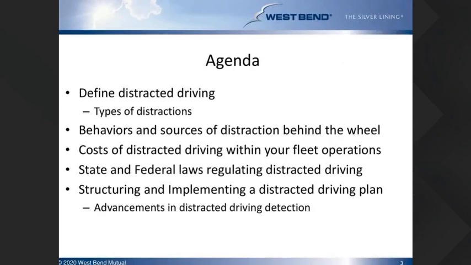So our agenda today, we're going to be looking at defining distracted driving and looking at the different types of distractions, as well as behaviors and sources of distraction that we see behind the wheel. We're going to look at the costs of distracted driving within your fleet operations and/or potential costs that we see with distracted driving. We're going to dive into state, federal laws, regulations, and recommendations related to distracted driving. And then we'll finish it up discussing how to structure or assess your current distracted driving plans, look at how to implement that, and then also discuss some advancements in distracted driving detection.